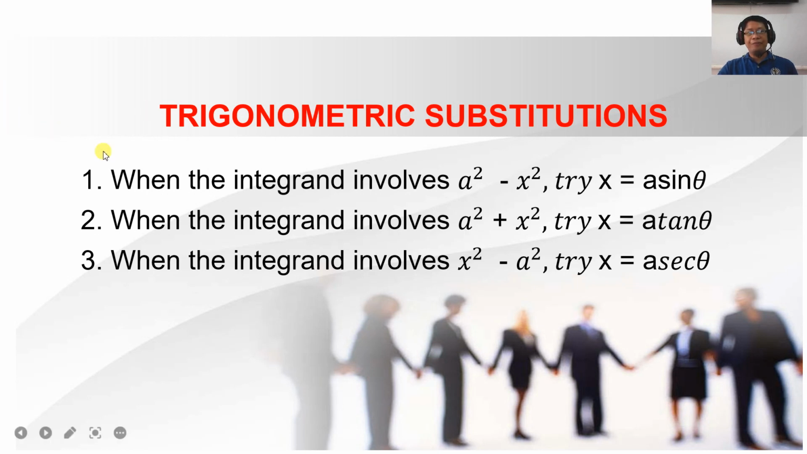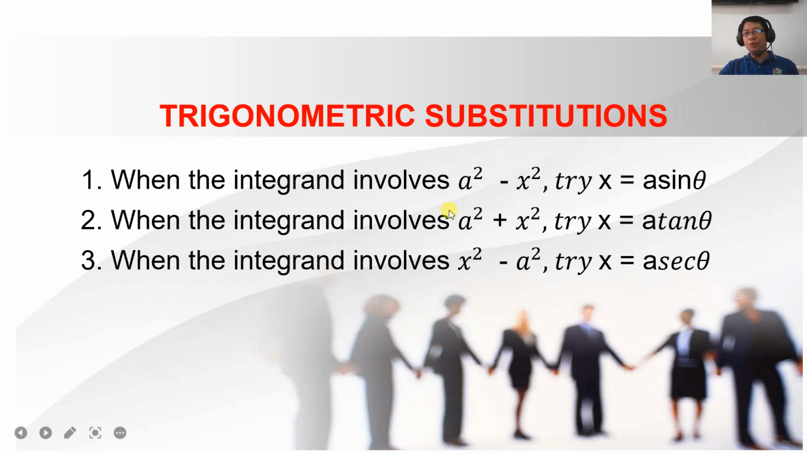Okay, so first is when the integrand involves a squared minus x squared, so the solution is to try x equals a sine theta. Second is when the integrand involves a squared plus x squared, so try x equals a tangent theta. And number 3, when the integrand involves x squared minus a squared, try x equals a secant theta. So ito lang po class yung tatandaan nyo kapag trigonometric substitution.